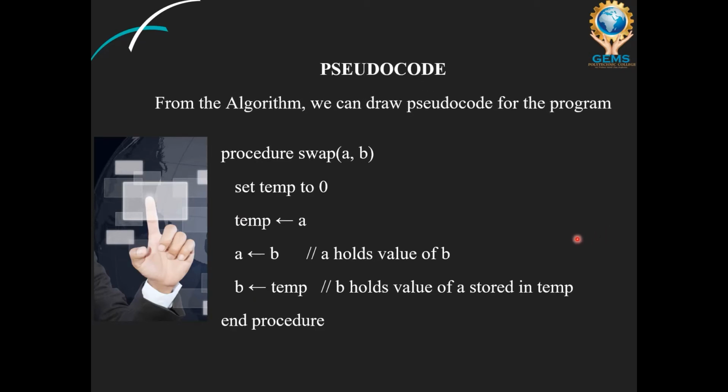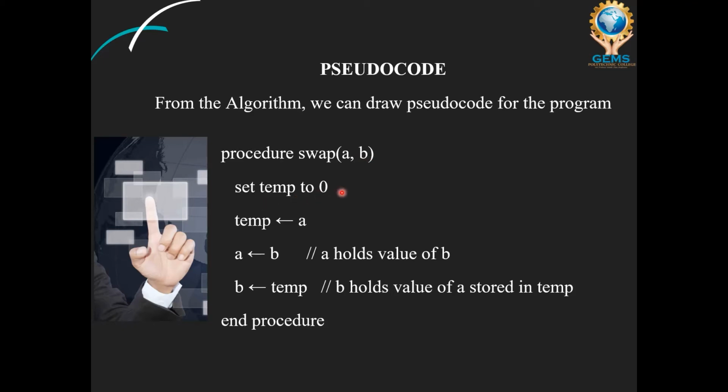Now this is the pseudocode. Based on the algorithm, I wrote this pseudocode just for your clarification, to make it easier to understand. So, procedure swap. We have two variables here, a and b. Now set temp to 0.